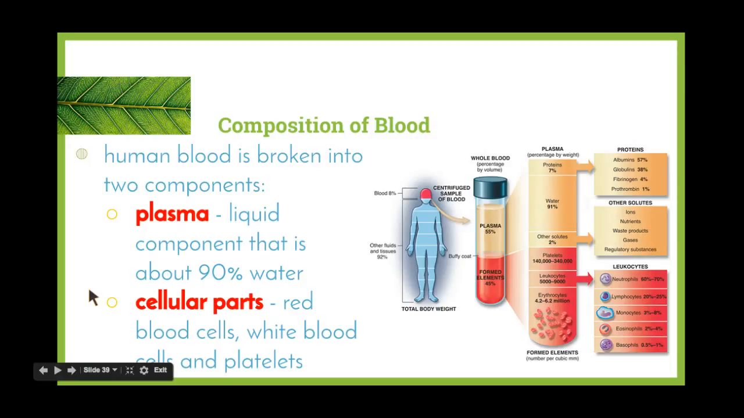So human blood is broken into two main components. So we can see here the yellowy plasma is the liquid component that is made up of about 90% water. And then we have the cellular part, what gives us our blood that red color, which is made up of erythrocytes, which are red blood cells, our leukocytes, which are white blood cells, and platelets, which are cell fragments.